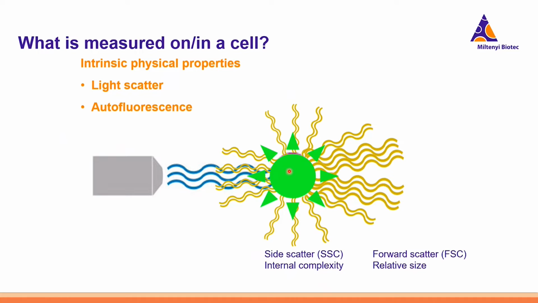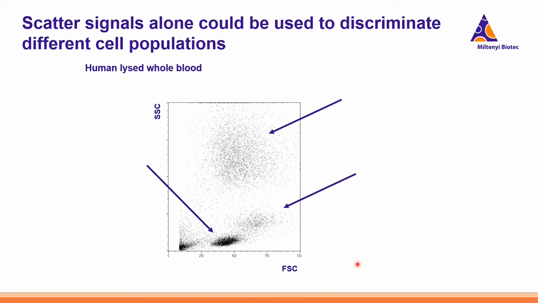And quite often on flow cytometry plots, you'll see FSC plotted against SSC. And just using these two scatter phenomena, we can take a look and see different cell sizes of populations. And that's what we're looking at on this particular plot. We have the forward scatter on the x-axis, we have side scatter on the y-axis, and we're running some human lysed whole blood. And just scatter alone, we can see different cell populations.